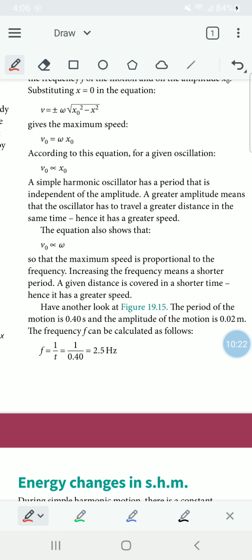This shows that maximum velocity depends on maximum displacement. Vo is directly proportional to xo. Write that down as well.